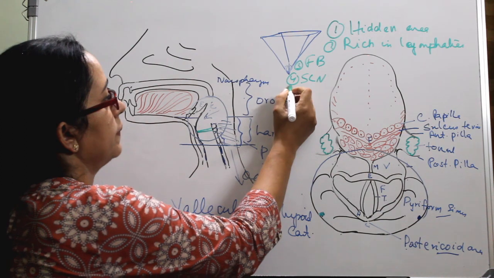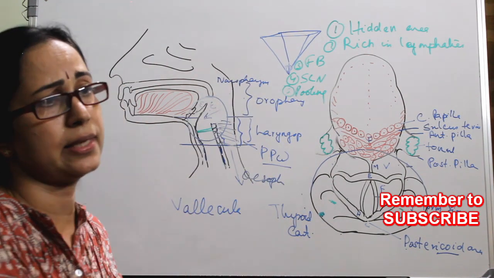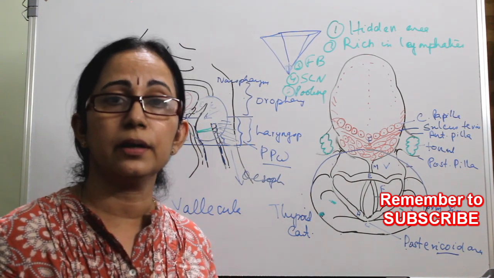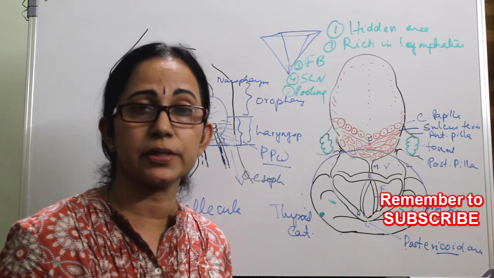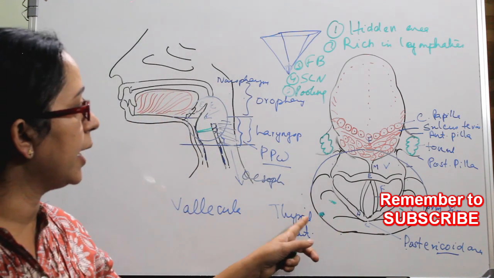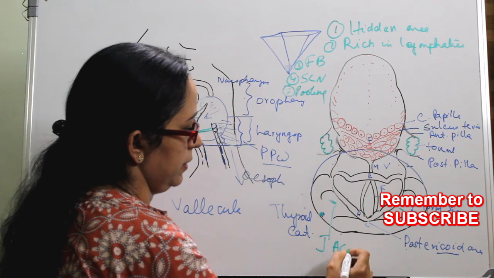And fifth one, pooling. Very early stages itself, you can see pooling in the pyriform fossa in cases of obstruction to the food passage. If there is dysphagia, there will be a pooling in pyriform fossa, and that is called the Jackson sign.